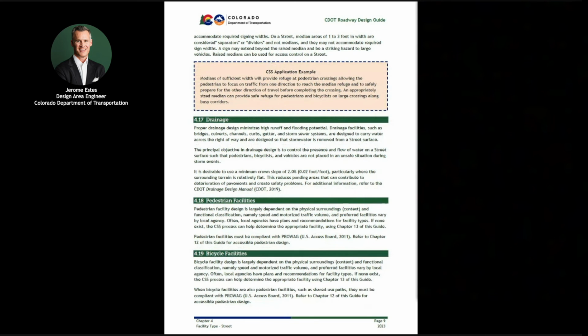Chapter 4 concludes by offering guidance on the appropriate design of medians, drainage, along with pedestrian, bicycle, and transit facilities.